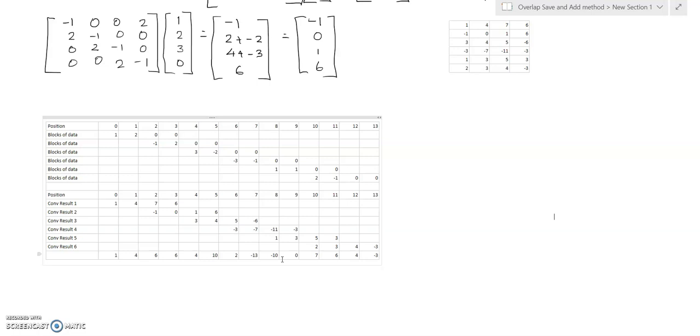So I hope this clarifies the overlap add method. In the next video we will see the overlap save method.